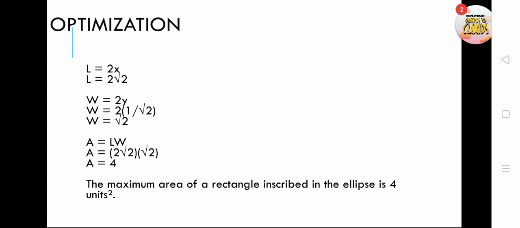Let's go back to the area. The area is the length multiplied by the width. The width is the square root of 2 and the length is 2 square root of 2. So, let's multiply them. To get the area, A is equal to the quantity 2 square root of 2 multiplied by the square root of 2, which will give us 4. That's it. The area is 4.